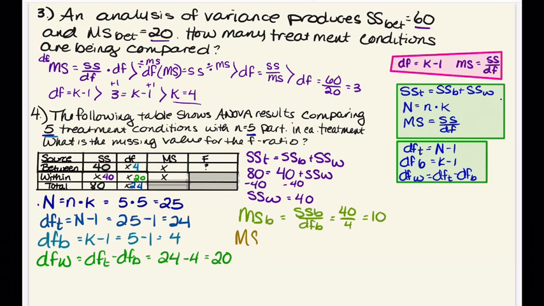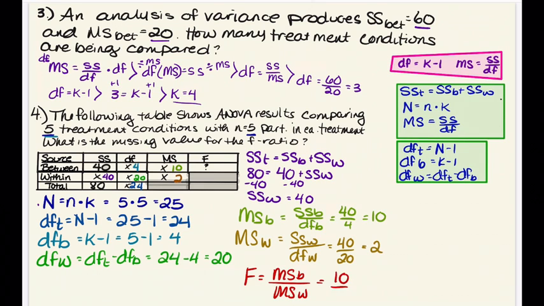And then we'll calculate the mean square within by taking the sum of squares within and dividing by the degrees of freedom within. We'll use these two numbers to calculate the F ratio by dividing the mean square between by the mean square within, and we come up with 10 divided by 2, which is 5.